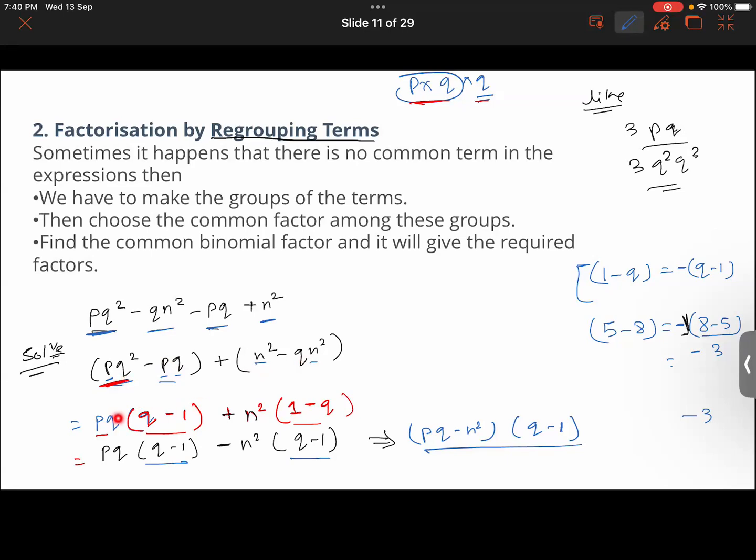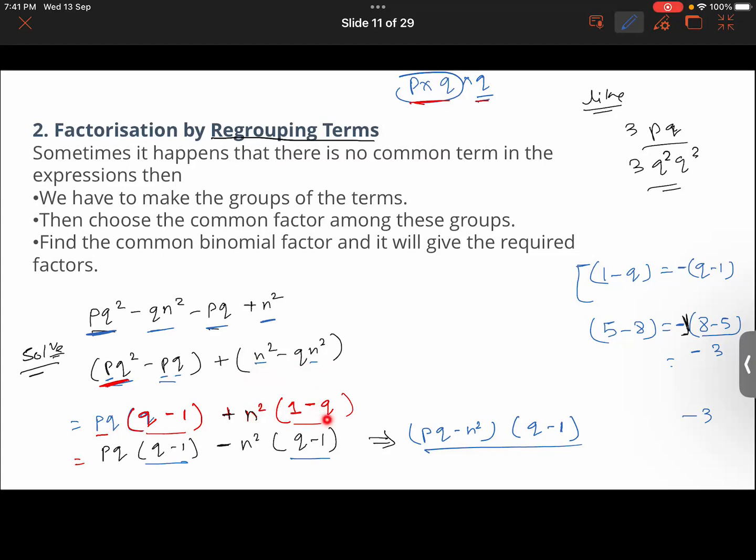Then you will be taking common. So pq is common in both pq square and pq. Getting it? So you can take common out of it. So q minus 1 will be left in the bracket. Then in the second group, what is common in both of the terms, n square and qn square? N square is common. So we will take n square out of the bracket. So 1 will be left here and q will be left here.